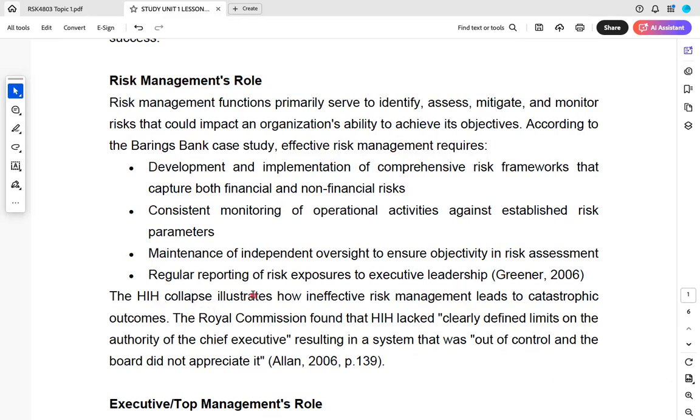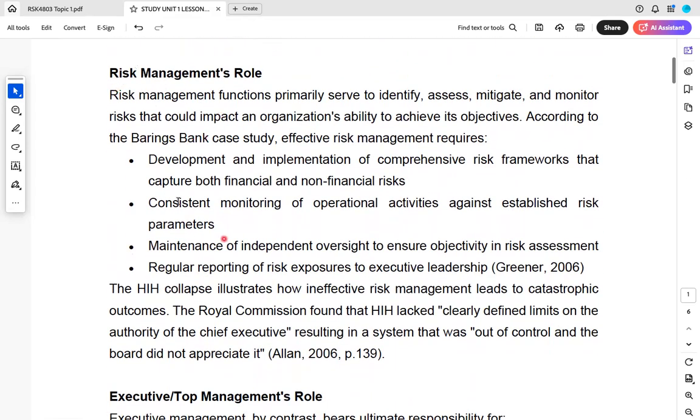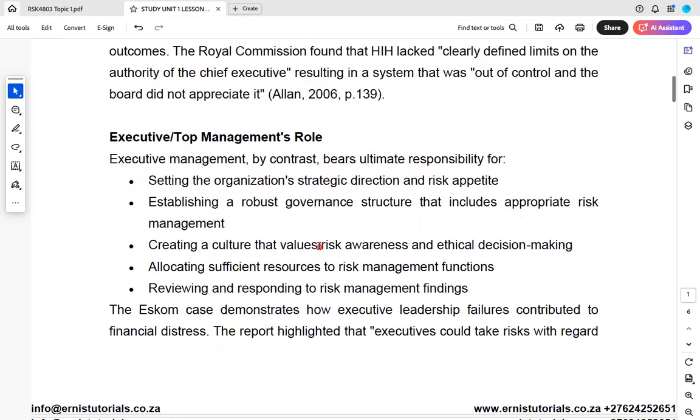So the HIH collapse illustrates how ineffective risk management can lead to catastrophic outcomes. There was poor risk management in Barings Bank, poor risk management in HIH. And the Royal Commission that occurred with regards to HIH found that the company lacked clearly defined limits on authority of the chief executive, resulting in a system that was out of control and a board that did not appreciate it. So risk management can help to avoid some of these disasters that have happened in the past and which are discussed in some of those articles.